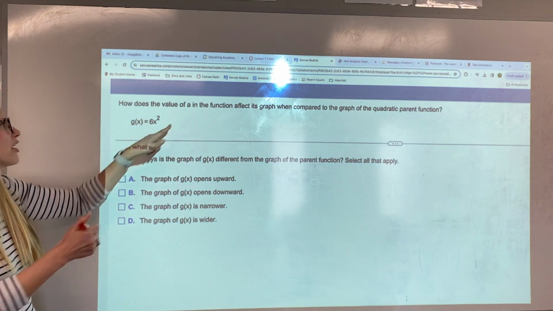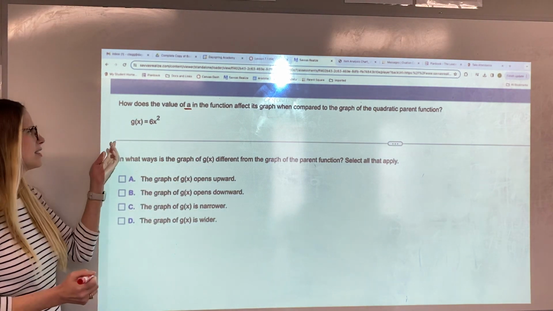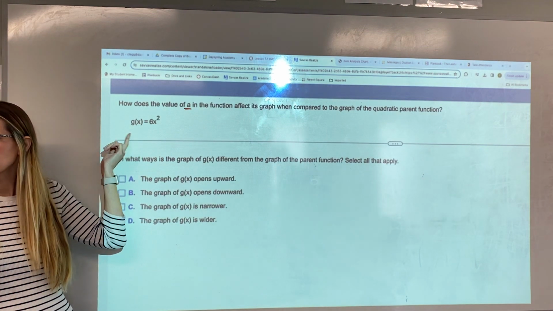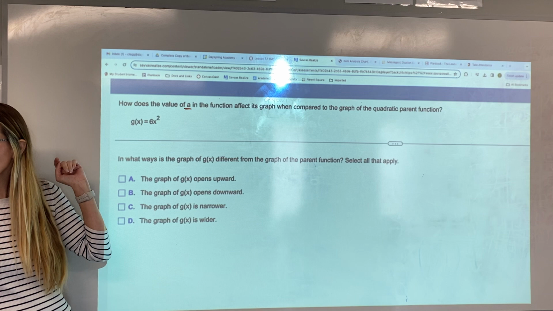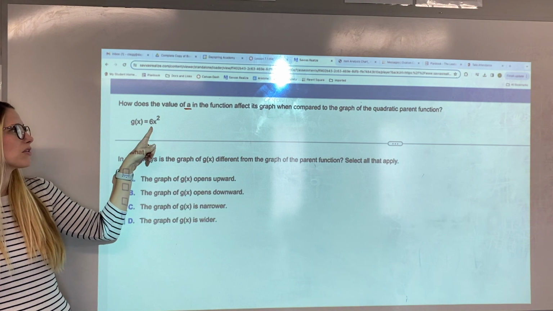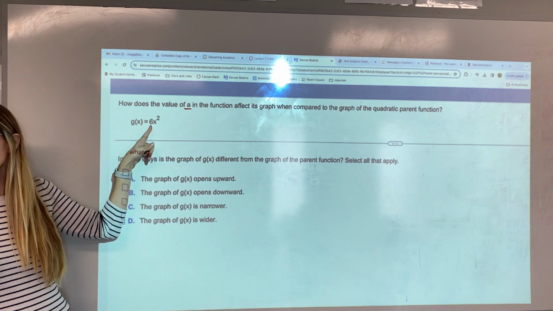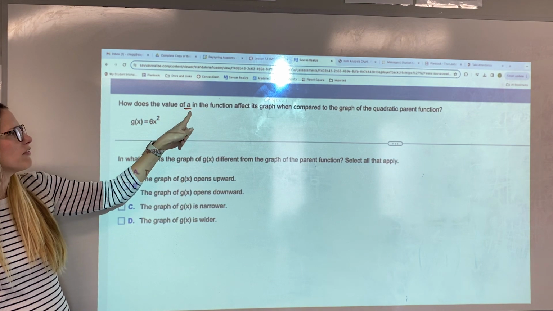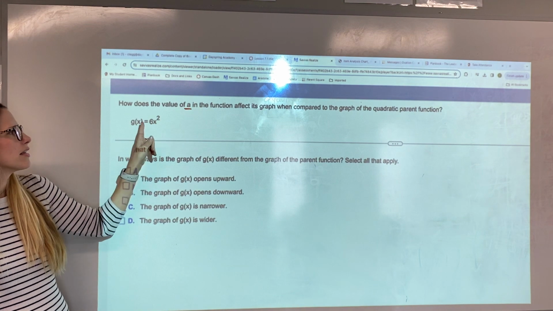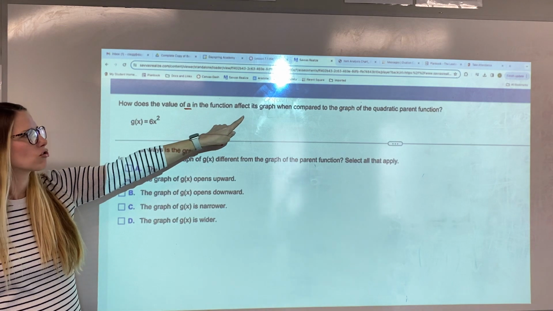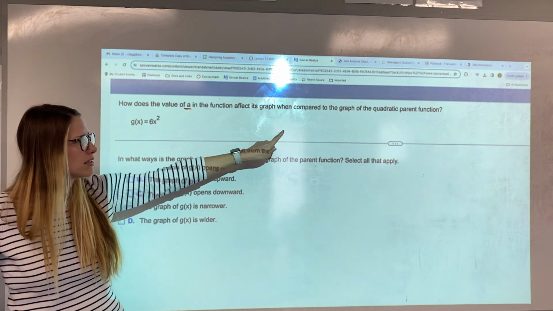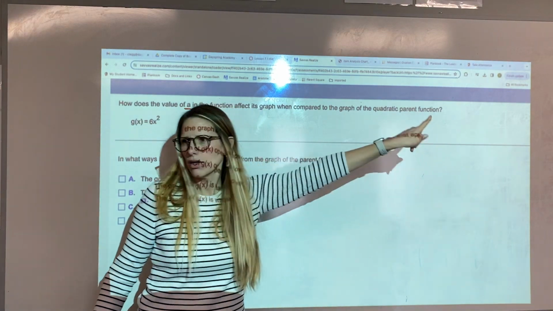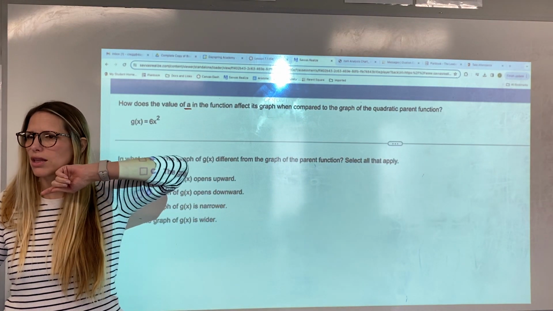It says, how does the value of a? I don't see the letter a in this function. What is it? It is talking about the 6. Very good. It's talking about the leading coefficient, right? So this 6 is a. How does the value of a, the 6, affect its graph when compared to the graph of the quadratic parent function? What does the parent function look like?